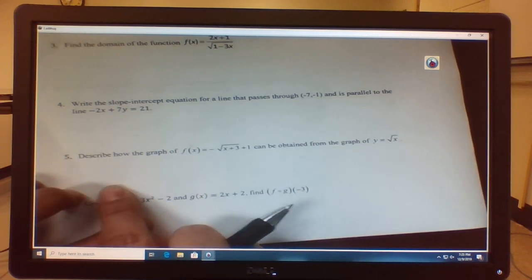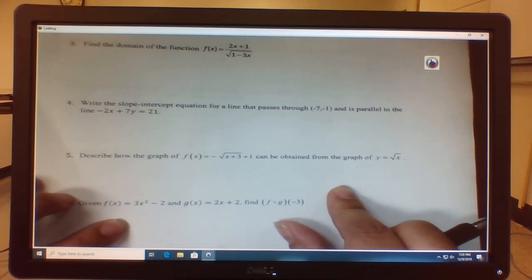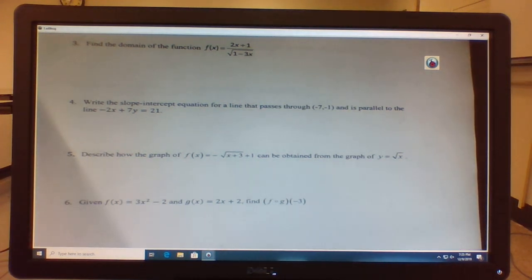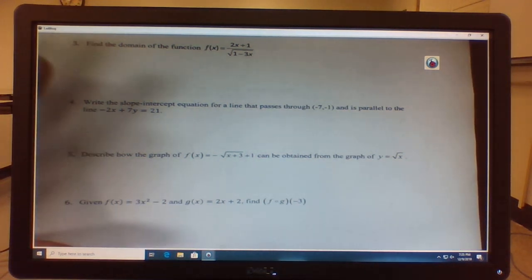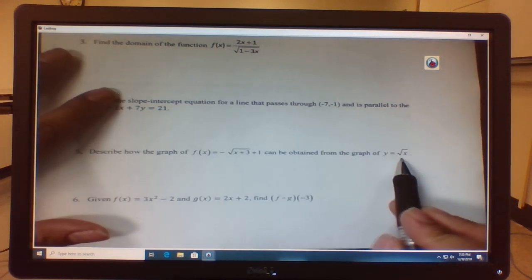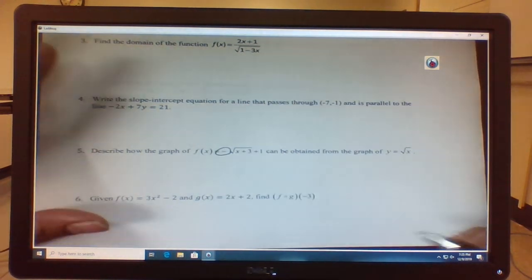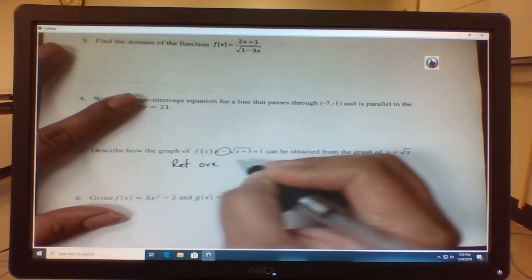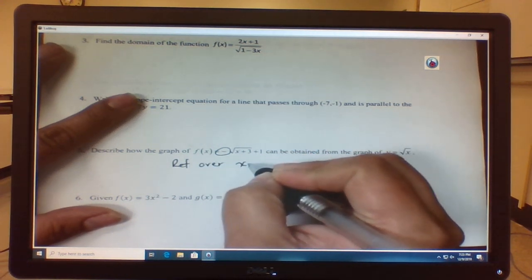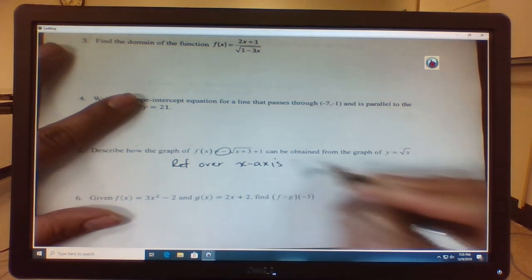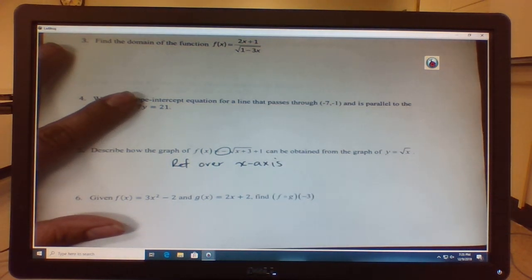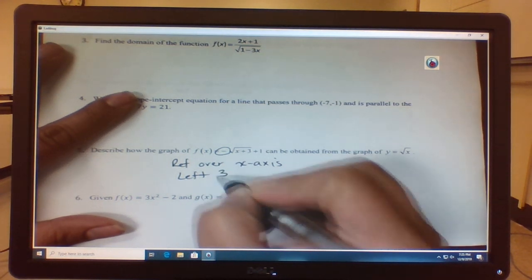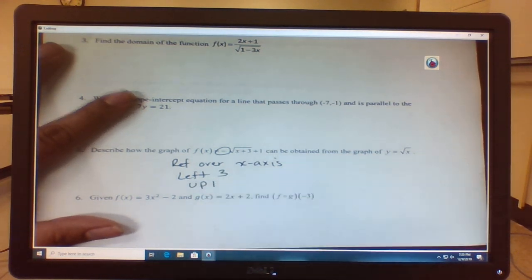Five? All it's asking for in 5 is the transformation. I know it doesn't ask what is a transformation, and the way it's asking is kind of weird, but from here to here, what does a negative do? Reflection over the x-axis, right? What does that plus 3 do? Left 3. And what does that plus 1 do? Up 1. So that's what it was asking.